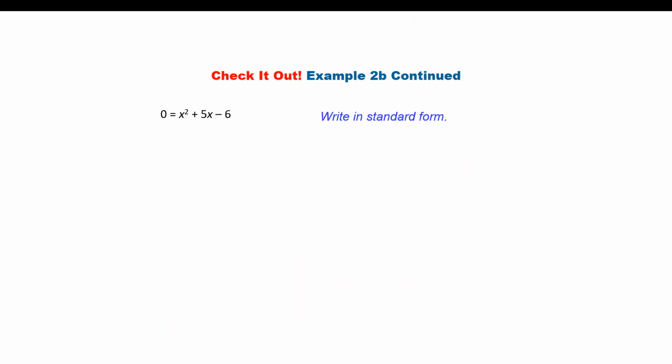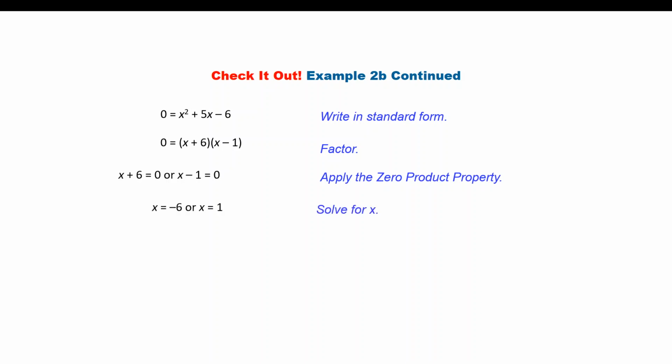All right, so once again, I've written it in standard form, and then go ahead and factor that out. X plus 6 times x minus 1. And I'm going to use the zero product property rule and solve for x. And so now I know that x is equal to negative 6 or x equals 1. Now remember, back at the very beginning, we took a look at it and said x can't equal 1. Otherwise, our entire equation will be undefined.